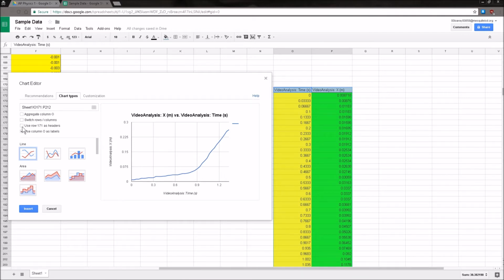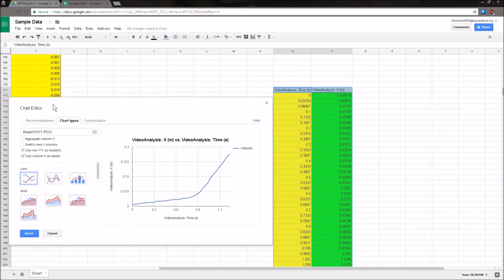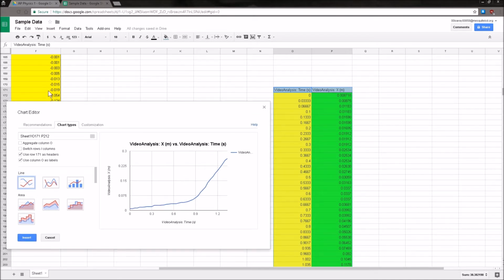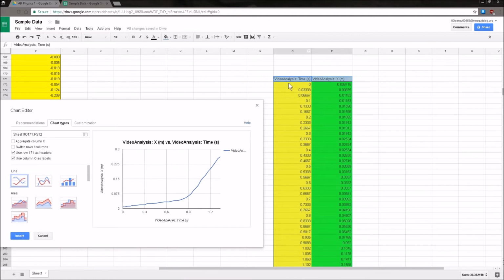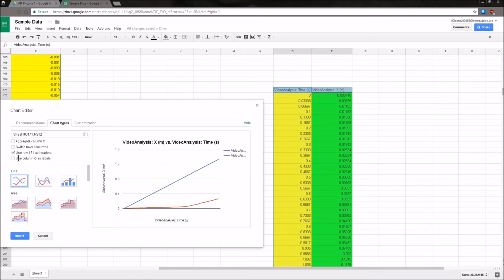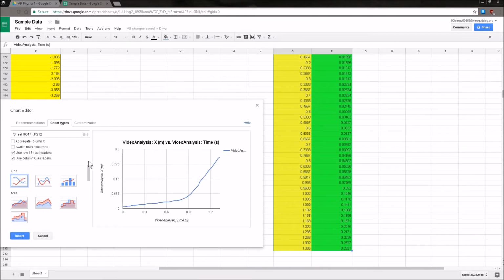But if it doesn't figure that out, you're going to want to move these things around right here, these checkboxes. So whenever it says use row 171 as headers, here's what that means. Here's row 171, and these are your headers. What that's basically saying is this is what it's going to use in order to name your axes and also your line. The other thing is use column O as labels. What that means is this is going to be set as the x-axis. Otherwise, it's going to set an arbitrary x-axis and then show two lines, but you don't want that. You want your x-axis to actually scale with the y-axis.